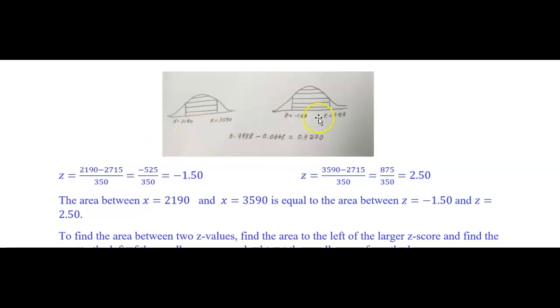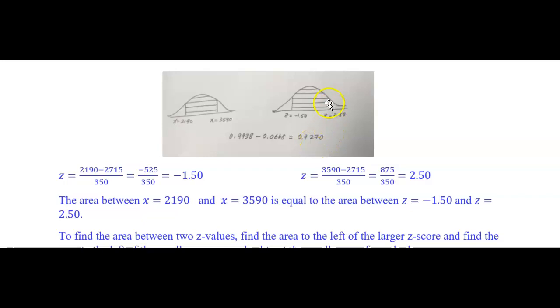So we found the area to the left of negative 1.50, and we found the area to the left of 2.50, right? The area to the left of 2.50 is 0.9938, and the area to the left of negative 1.50 is 0.0668, which we saw in the previous video. Subtract these two, and the area in between is 0.9270, right?